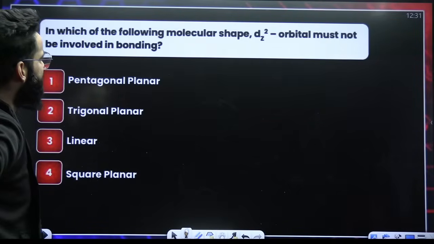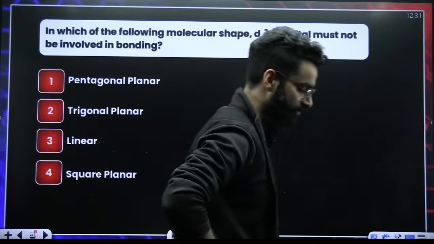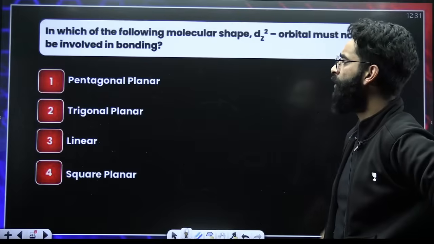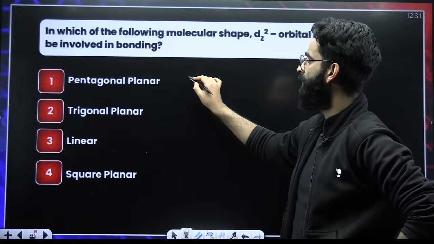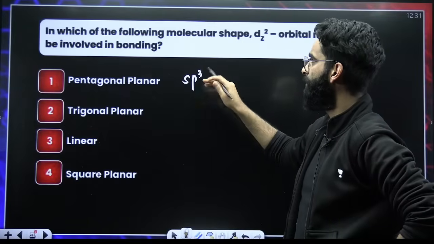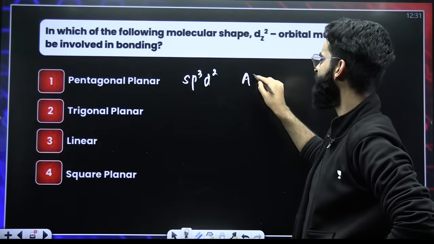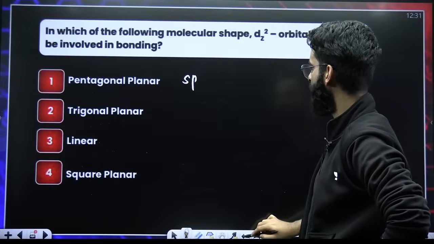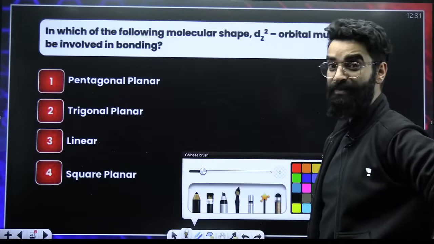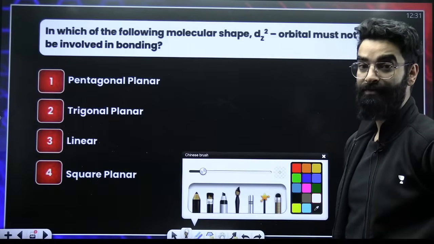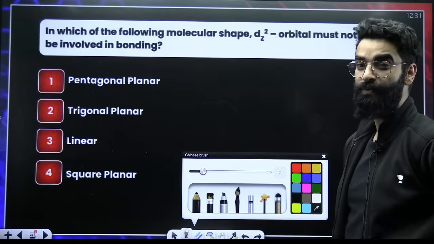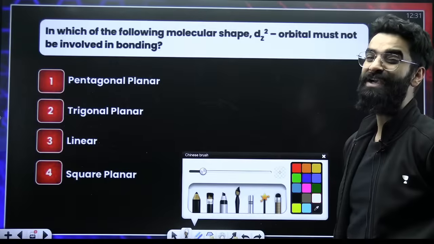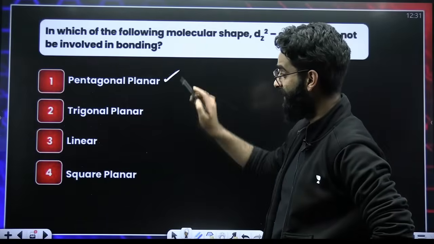In which of the following molecules must the dz square orbital not be involved in bonding? dz square. In pentagonal planar, hybridization will be anyways what? Pentagonal planar, like your square planar, it is AB5L2. AB5L2. 5 plus 2, steric number 7. sp3d3. dz square is involved there.